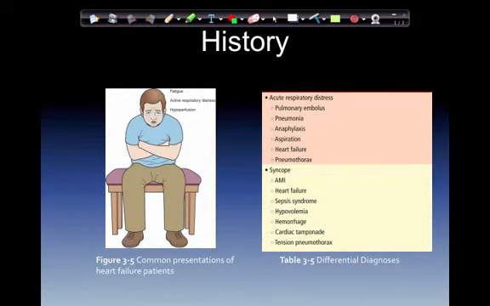History. Figure 3.5 in your book, common presentations of heart failure: fatigue, active respiratory distress, hypoperfusion. And this would depend on what type of heart failure you had. Table 3.5 is differential diagnosis. If you see somebody that is exhibiting signs and symptoms of heart failure, you should always keep these things in the back of your mind.